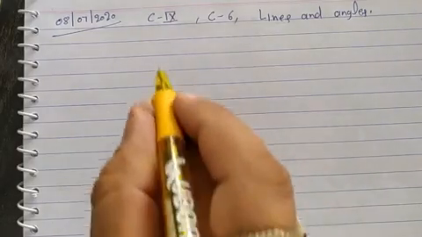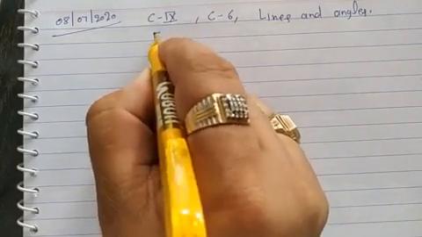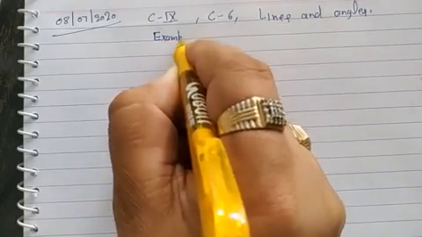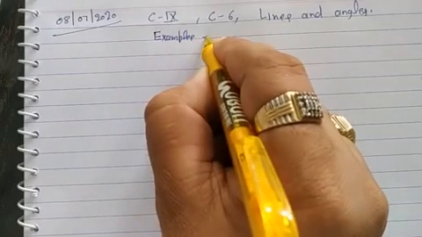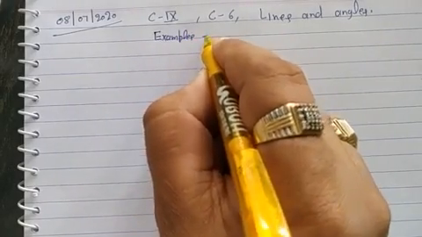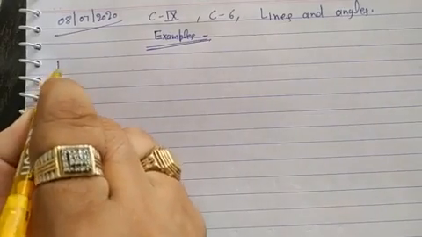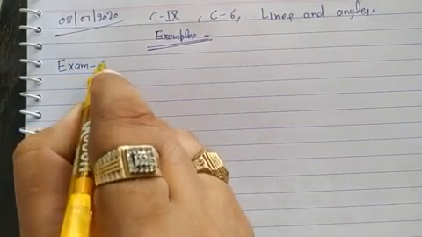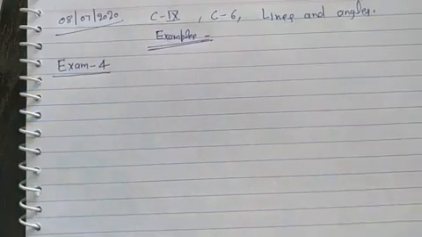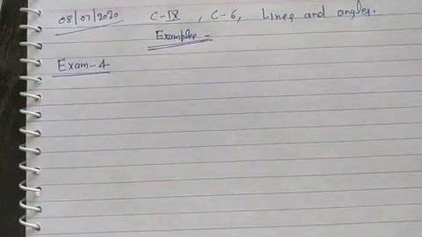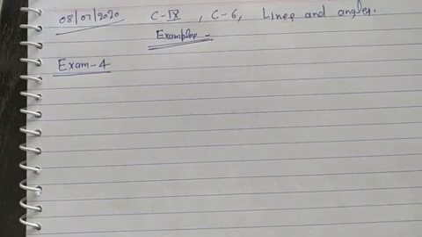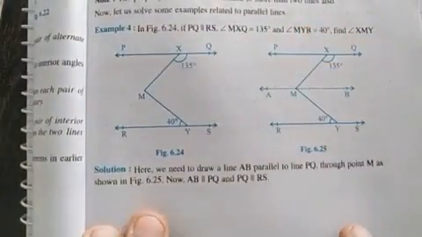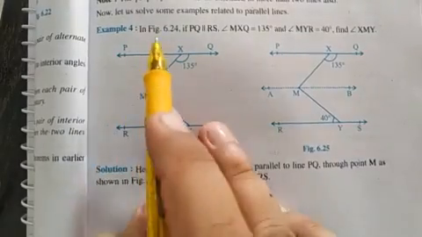But today we are going to discuss examples of this exercise. Before exercise 6.2, first of all we are going to discuss example number 4. I am going to show you example number 4, then we will solve the example. This is your example number 4. What is it saying?